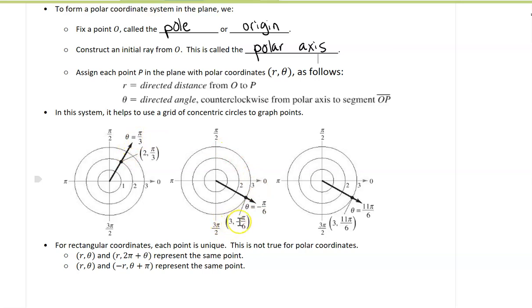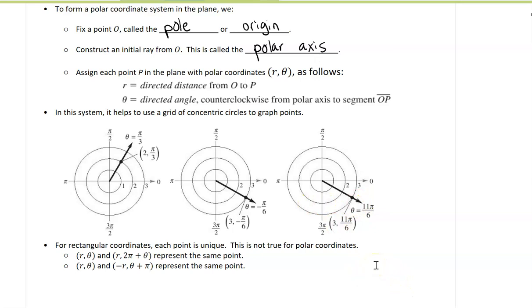This one would be (3, -π/6), so we would count down to the angle -π/6 and out 1, 2, 3 and land at this point. And then here we have (3, 11π/6), so we're going to count in this direction because it's a positive angle. You notice it's the same exact point as this particular point. So these are two different coordinates that represent the same point.